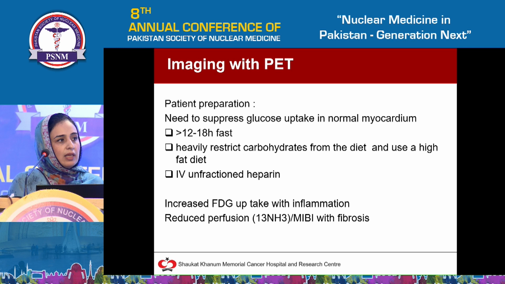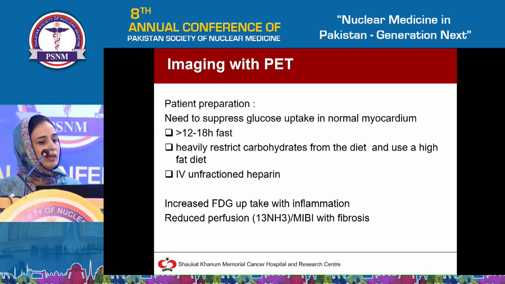So the difference in imaging for cardiac sarcoid compared to the other FDG PET CTs we do is the patient preparation, because the myocardium uses glucose for its metabolism. We need to suppress that to be able to look at the inflammation in the heart. So there are 3 ways it's done. I'm more familiar with the first 2, but I've read in the literature that some people do give IV unfractionated heparin to reduce glucose uptake by the heart.